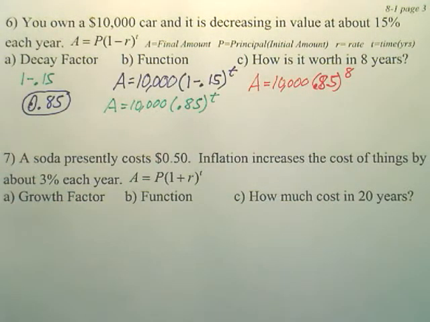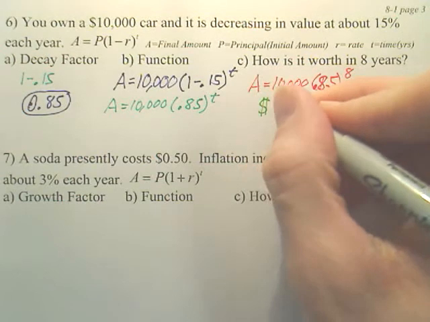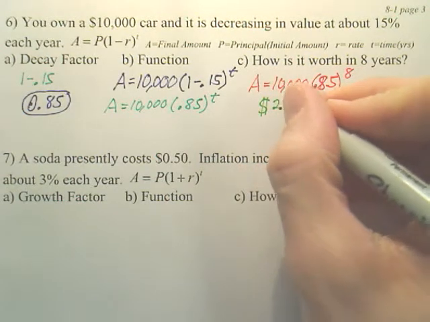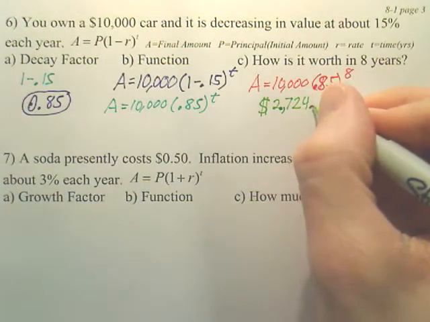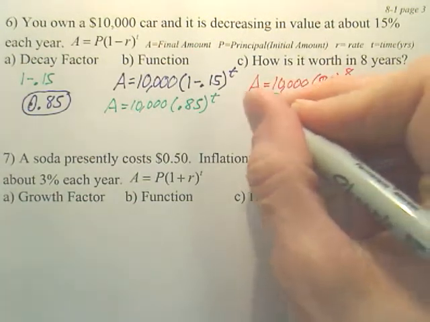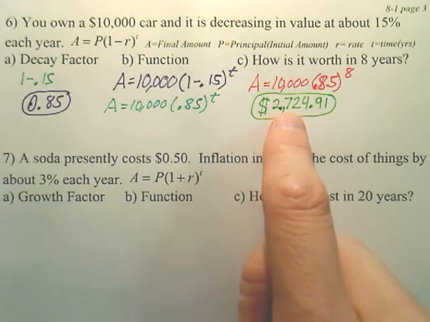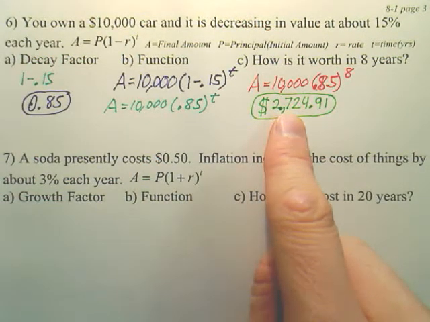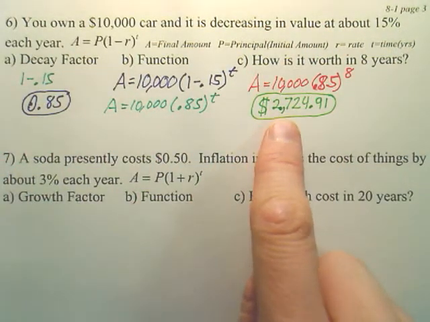Now, think about doing that by hand. That would suck. So I did it with my calculator, and you end up with $2,724.91. Your car's not worth much after 8 years. If it's decreasing by 15% each year, your car did not decrease by much.